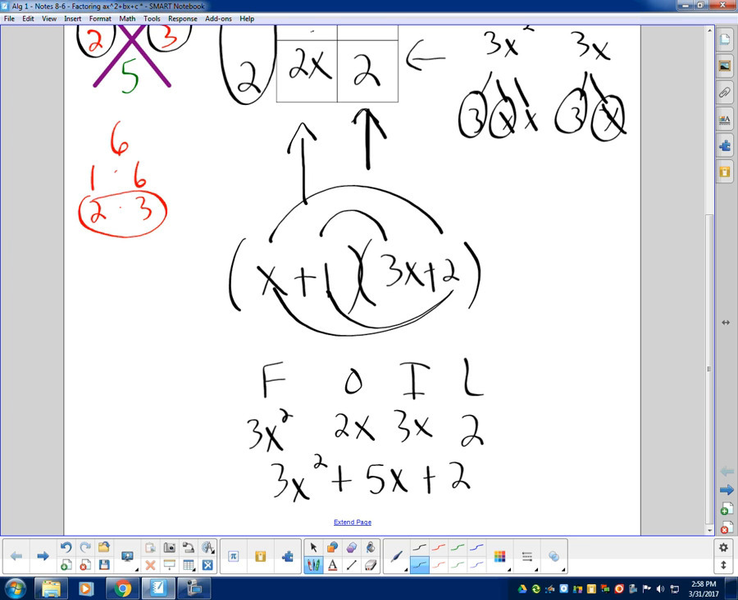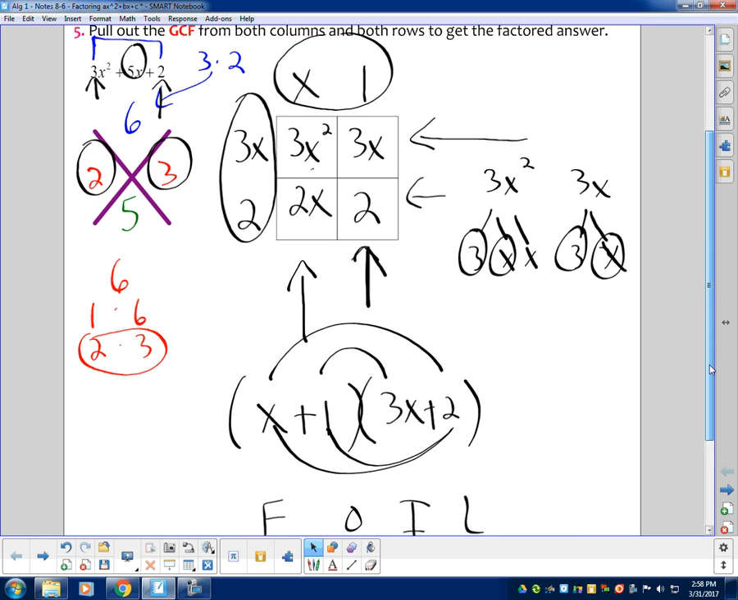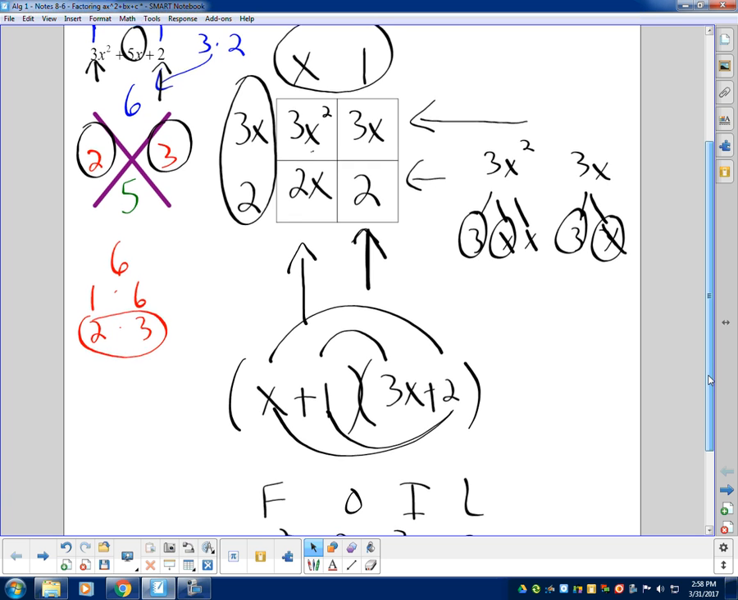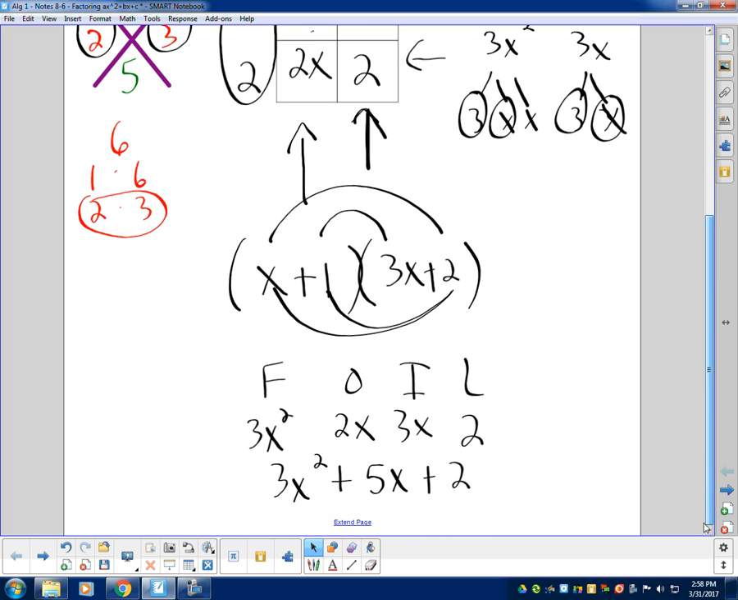So this is using the big X to find the factors, rewriting it, and then using the box to finish off with the factors on a trinomial of the form ax squared plus bx plus c, as you see up here at the top. So when a is not equal to 1, this is one of the methods we can use to factor this. It's a very visual method, the X with the box. We're going to practice that on a couple more.